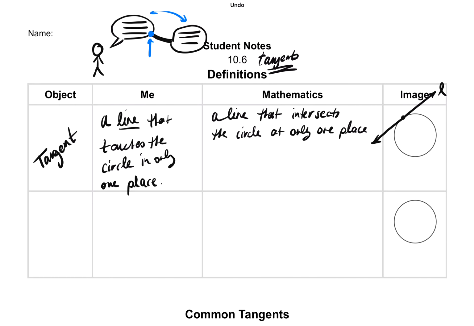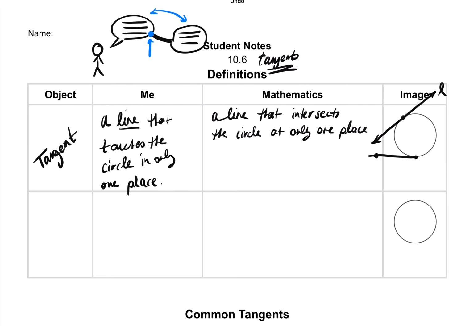So let me ask you a question, guys. Can a chord be a tangent? No, for two reasons. First of all, it touches at two places. And secondly, it's not a line. It's a segment, right? It's not a line. Okay? What about this guy? And later we're going to talk about tangent segments, okay? So this segment is tangent, but the segment is only tangent if the line it makes is also tangent, okay?